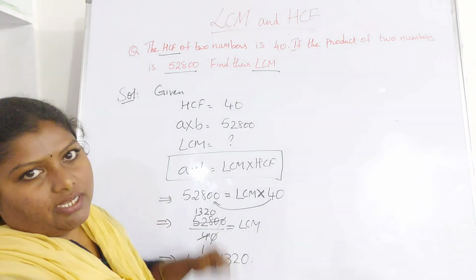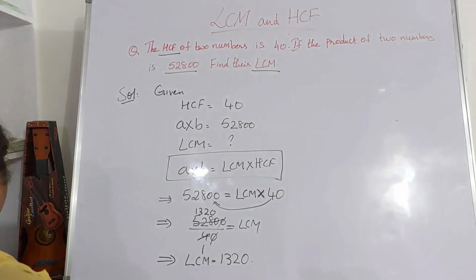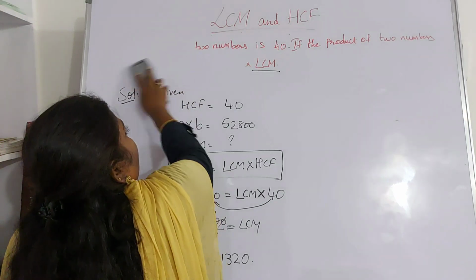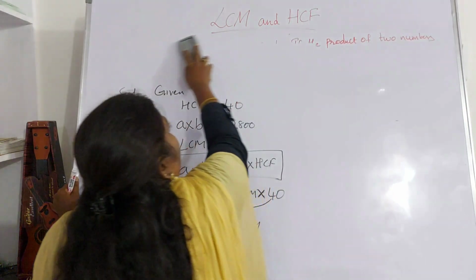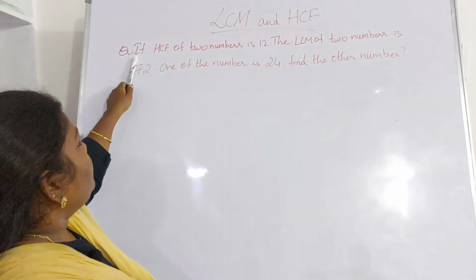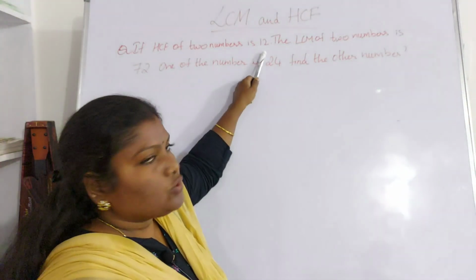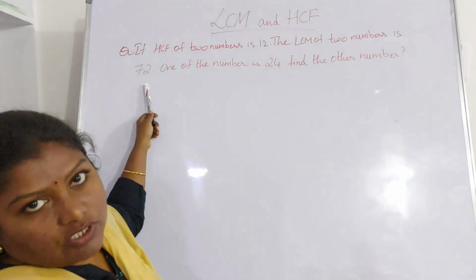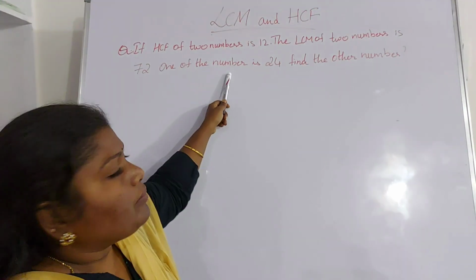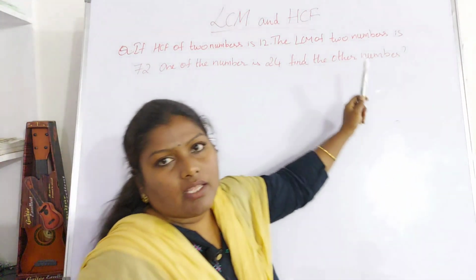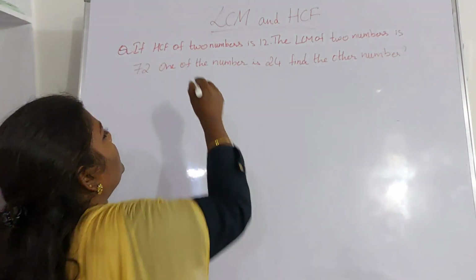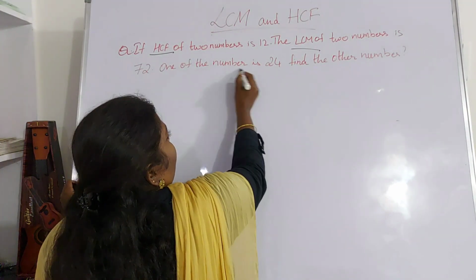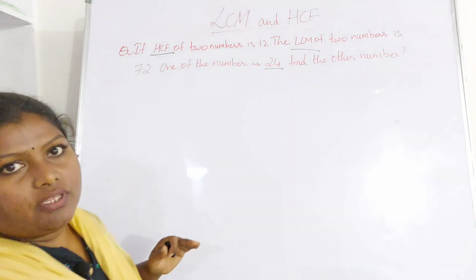So let me explain the next problem. The next question is, if HCF of two numbers is 12, the LCM of two numbers is 72, one of the numbers is 24, find the other number. So what is given over here? HCF is given, LCM is given, one number is given, and you need to find out the other number.